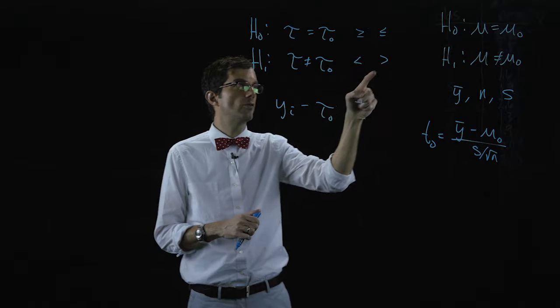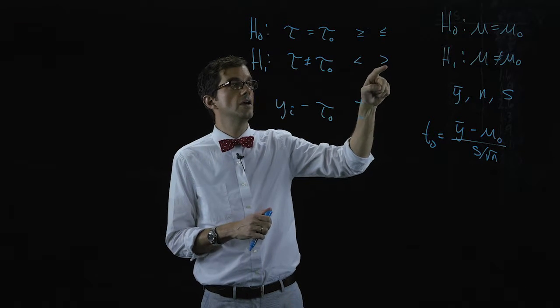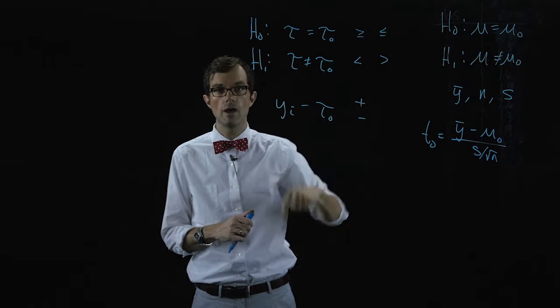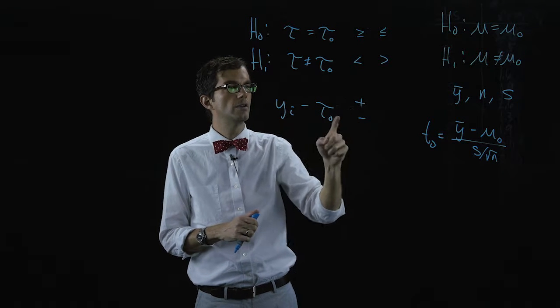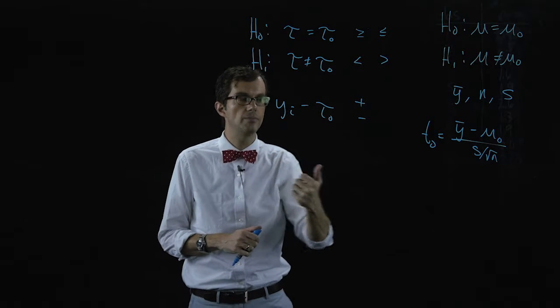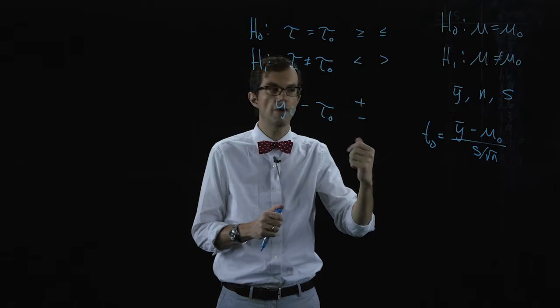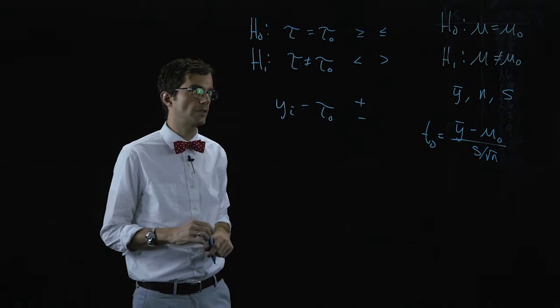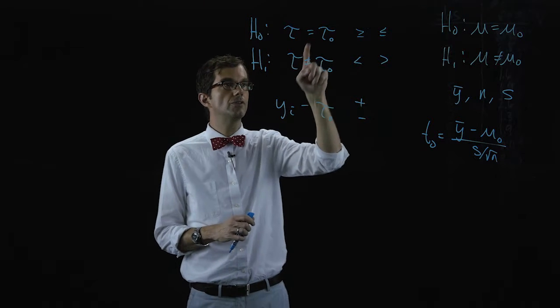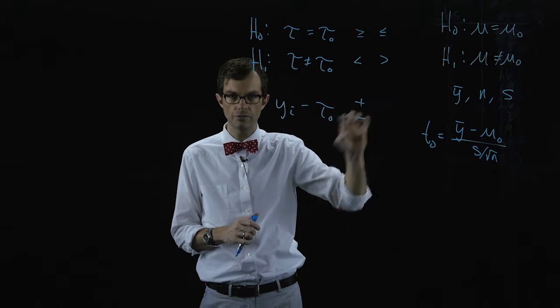Okay? If we're asking in the alternative hypothesis, is tau greater than tau naught, then we want to add up the observations that provide positive deviations from tau, the observations that lie on the right side of tau naught. Okay? Or if we've got a two-tailed test, we want to choose what's larger, the positive deviations or the negative deviations.